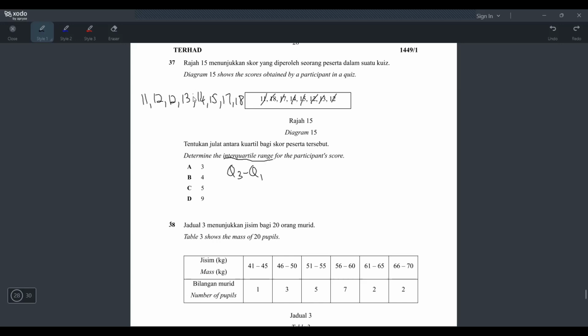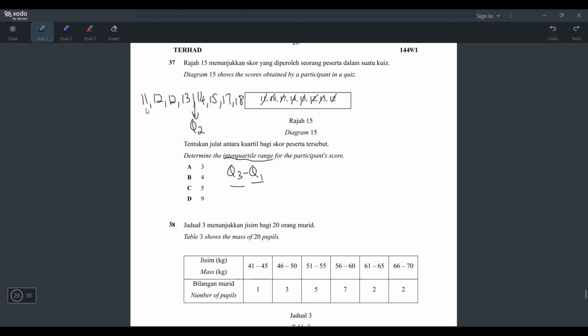So 13, 14. So this is your Q2. Okay, your Q2. That's your middle. If you want to find your Q2, it will be 13 plus 14 divide 2. But you don't have to do that actually, because you don't need the Q2. You just need the Q1 and Q3.